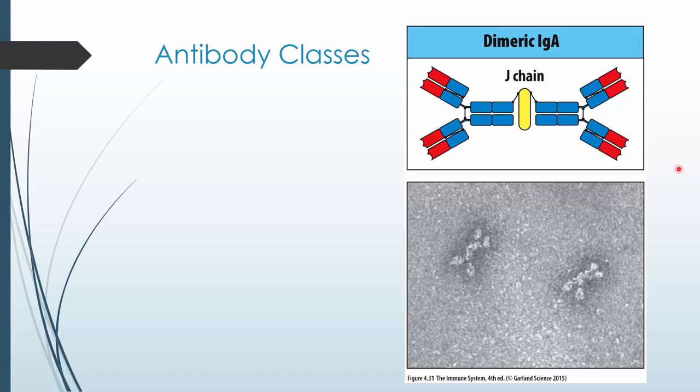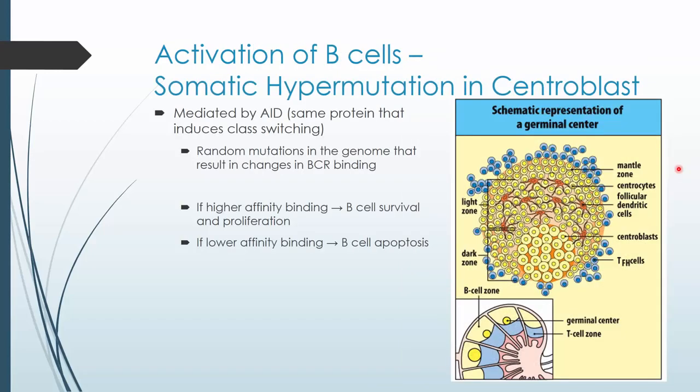All right, now let's talk about somatic hypermutation. Somatic hypermutation is mediated by the AID protein, just like class switching was. And this is also a really cool process because what AID does is it goes in and makes random cuts in the DNA so that it induces random mutations in that B cell receptor. You may wonder, why would you want to do this?